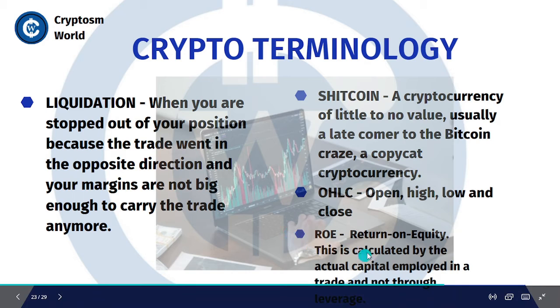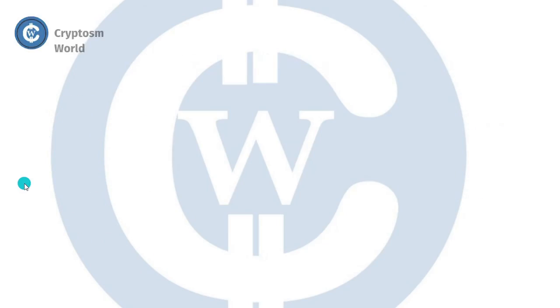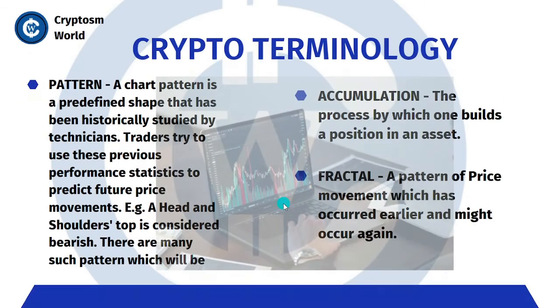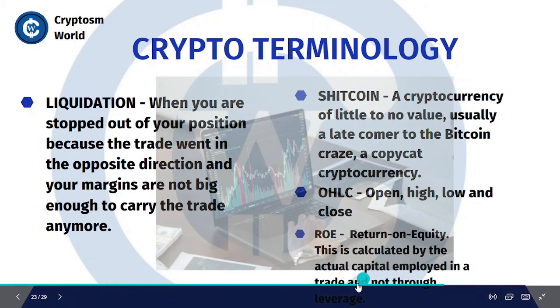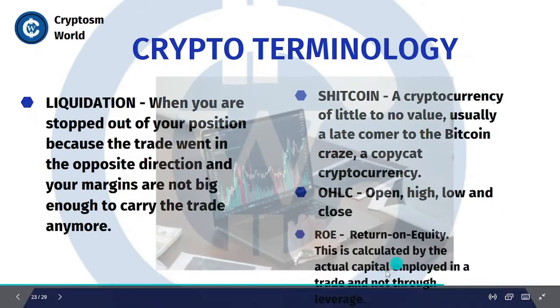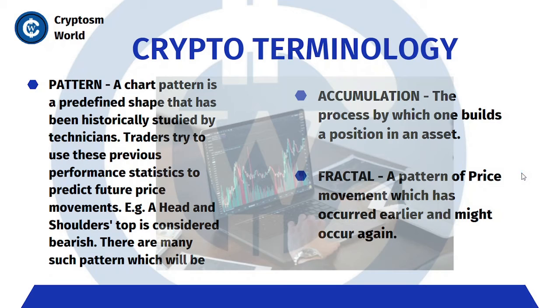So what does ROE mean? Return on equity. It is calculated by actual capital employed in the trade, not through leverage. So I think return on equity is calculated when we're doing the margin. I think we'll be doing this later on. Just go back to what we discussed some time ago. It is calculated using the actual capital you used on that trade and not the leverage. So we'll be calculating return on equity as we go through this course. I just wanted you to know these terminologies.